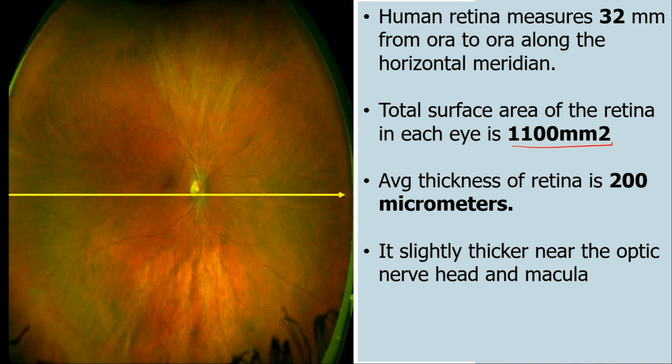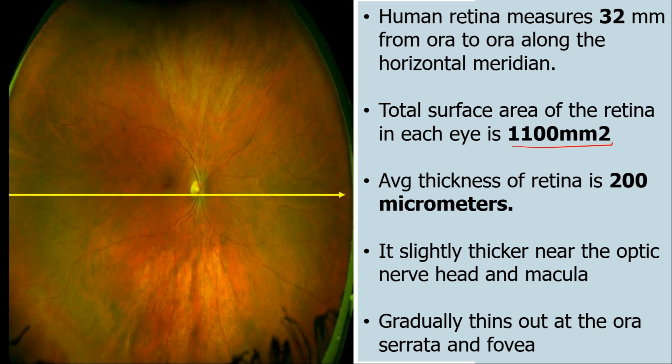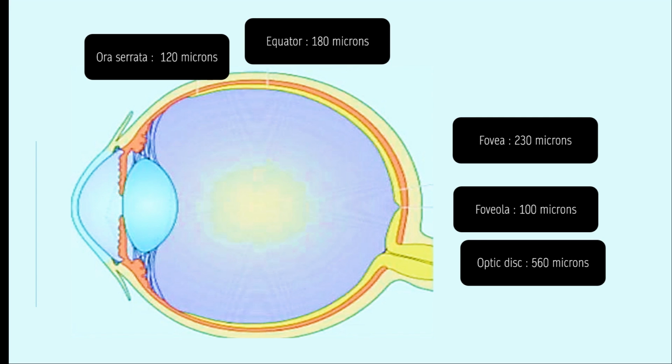Now, the retina is thickest at the posterior pole near the optic nerve head and in the macula, and as you move away from them, it gets thinner and thinner. It gradually thins out at the ora serrata and at the foveola. If you look at this diagram, I don't want you to mug up all these values, but remember that the retina is thickest at the optic nerve head and thinnest near the foveola, and the second place where it is thinner is the ora serrata.